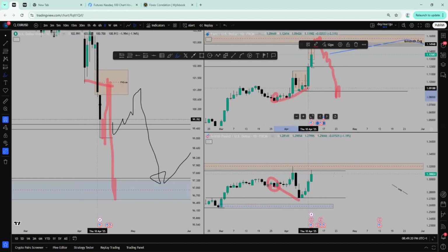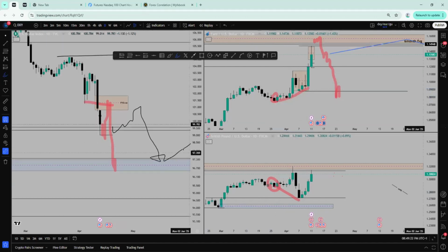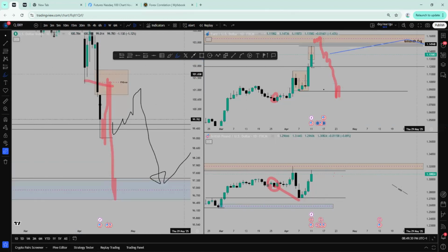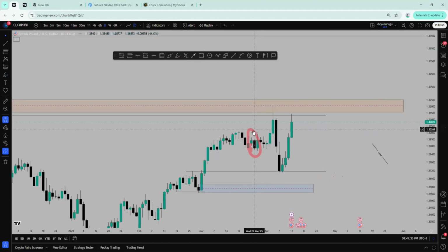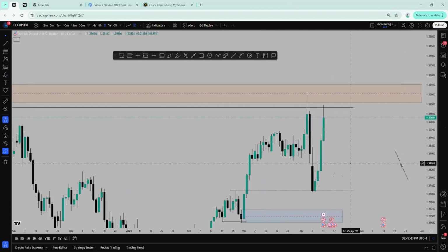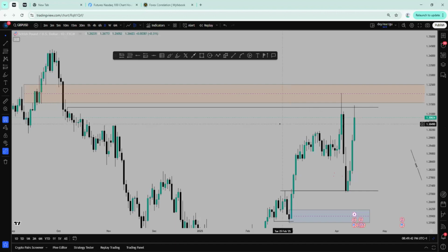And even on DXY, this is the same, and then this is the same. DXY did not take out this high, so that was the SMT that we had on the Euro and GU. Okay, and this SMT was simply telling us that Euro USD is going to be leading the way to the upside, because that type of SMT shows more strength for Euro USD.